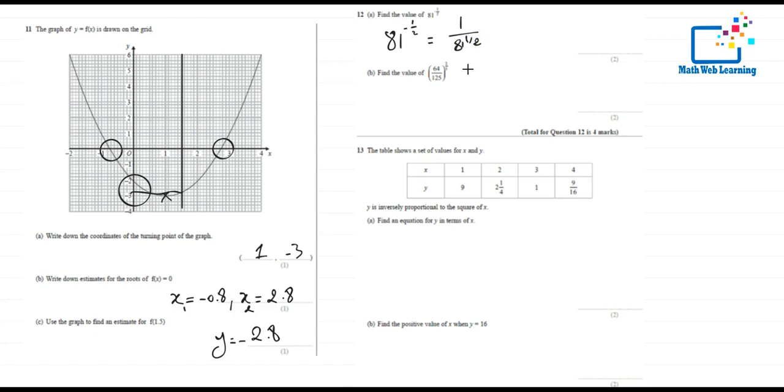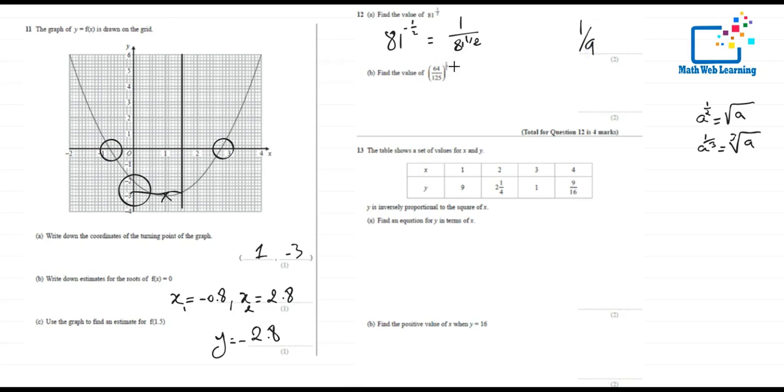Now if you have any number to the power of half, what does it mean? It means the square root of that number. And for that matter, the same goes for the cube root. A to the power of a third means the cube root of that number. So for this one we need to do the square root of 81, which is 9, so the answer is 1 over 9. Nice and easy.